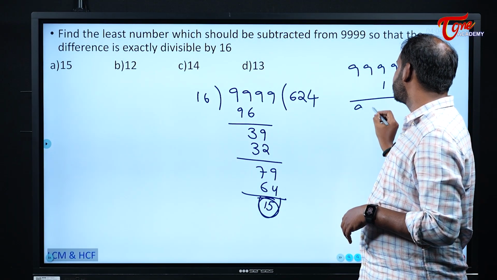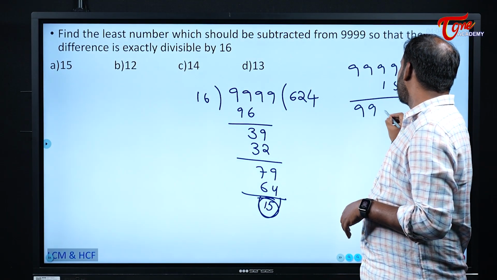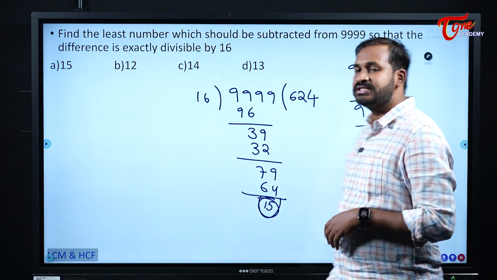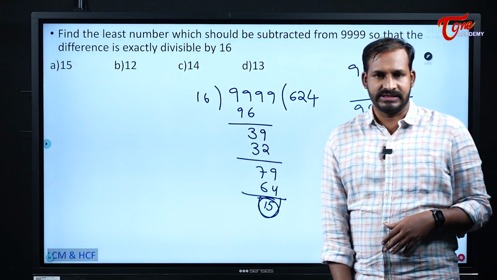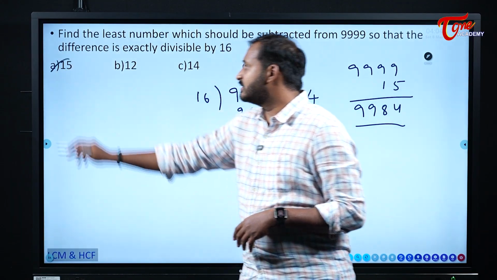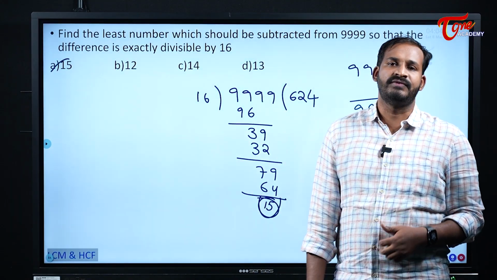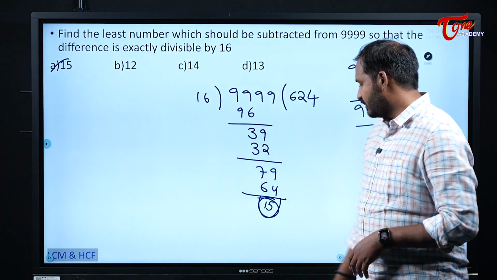When I subtract 15 from 4 nines, what happens to this? 9984. So 9984 is exactly divisible by 16. So I need to subtract here 15 from the given number, right?